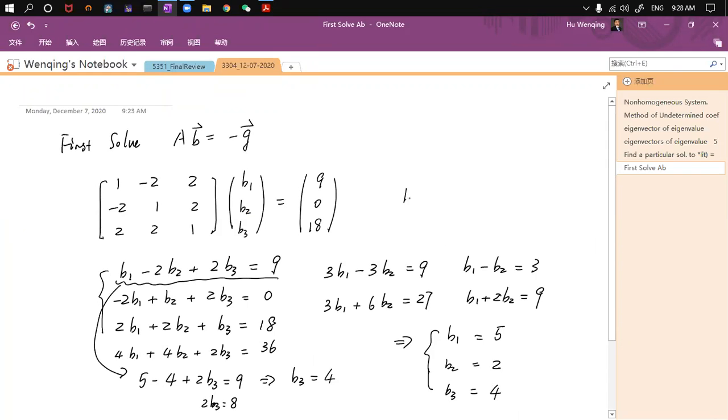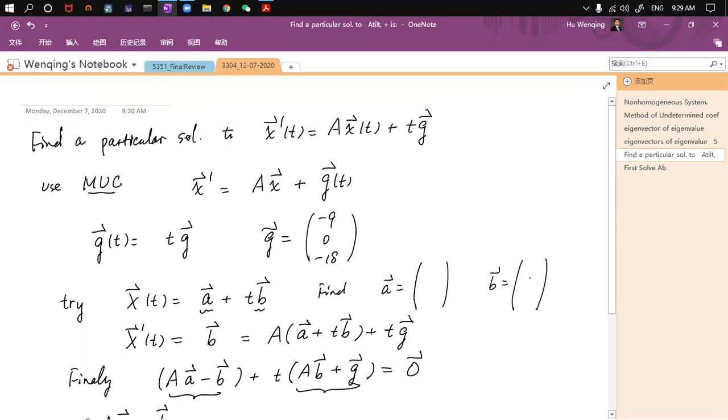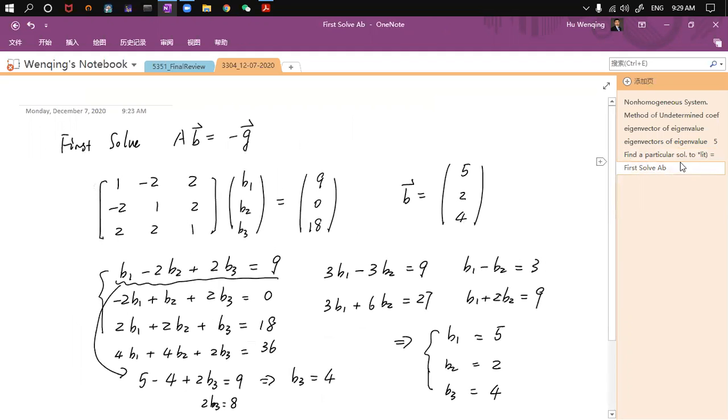Okay, so that means you get your vector B, right? So the vector B is equal to 5, 2, and 4. So that's the vector B. Is that good for everybody? Okay, so let's summarize here. So we want to find A, the vector we don't know, but we have the B, right? So the B vector is 5, 2, and 4. So we found the B vector.